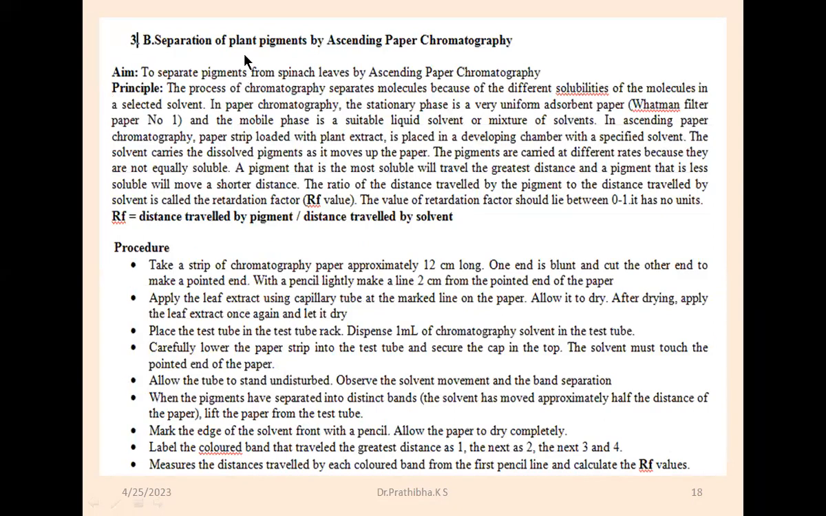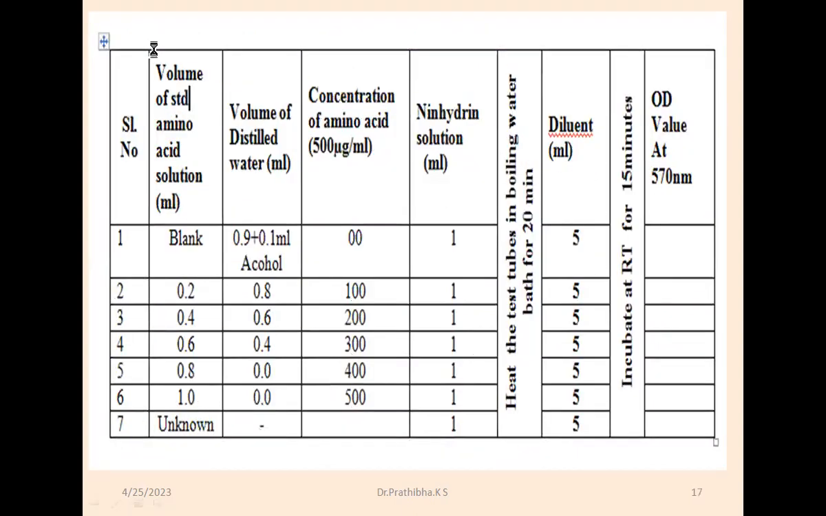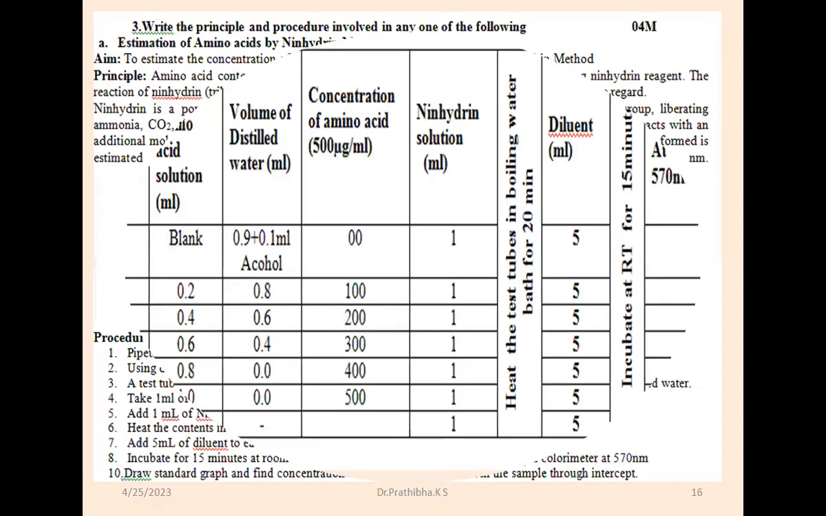Now let us go through separation of plant pigments by ascending paper chromatography. You can take a screenshot and keep this ready. Here in separation, again they have asked the principle and procedure. So here you can see the principle and this is the procedure. This carries 4 marks. Take a screenshot or pause the video and kindly go through this one. Study this one by yourself. So this is all about question number 3, the Ninhydrin method and paper chromatography.